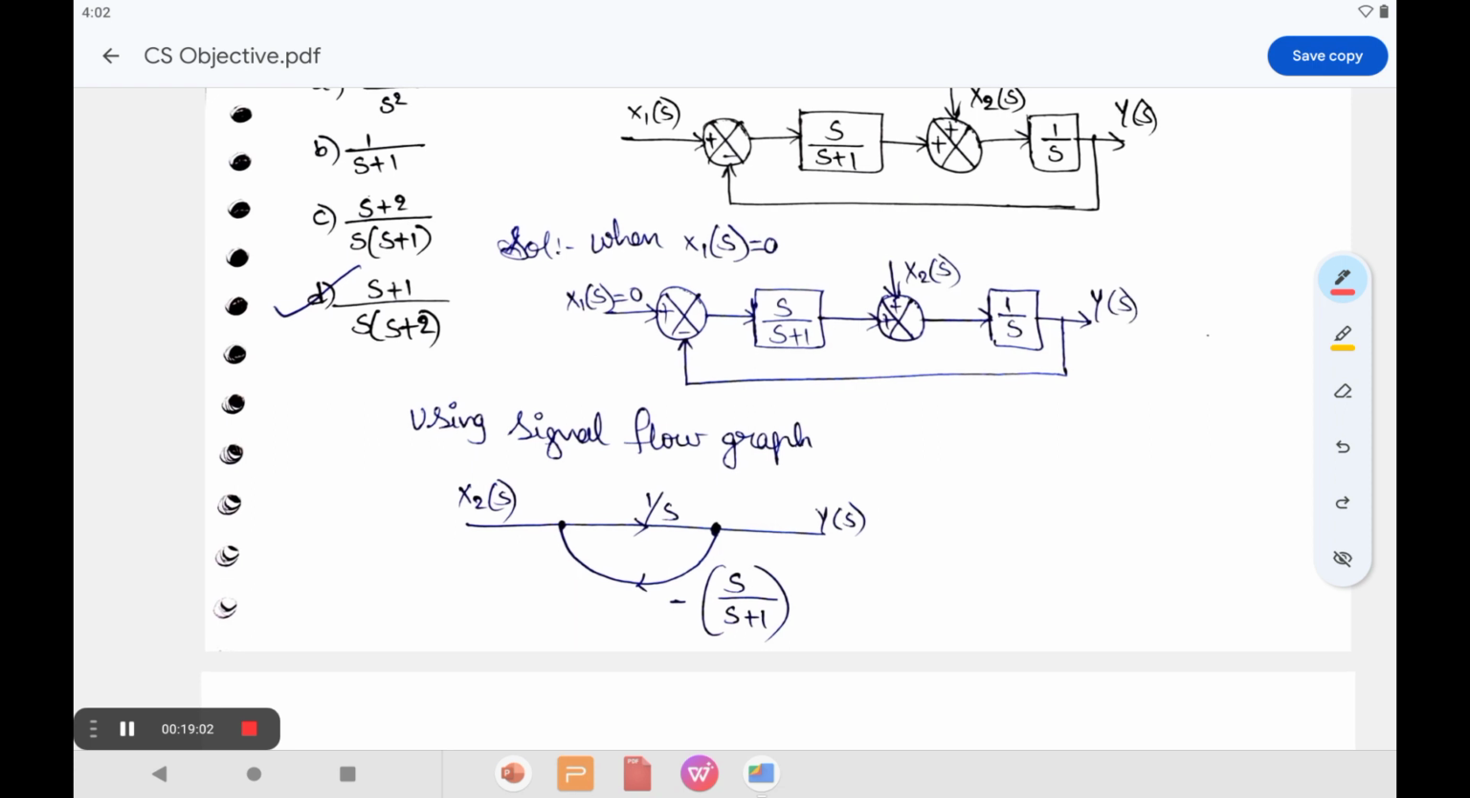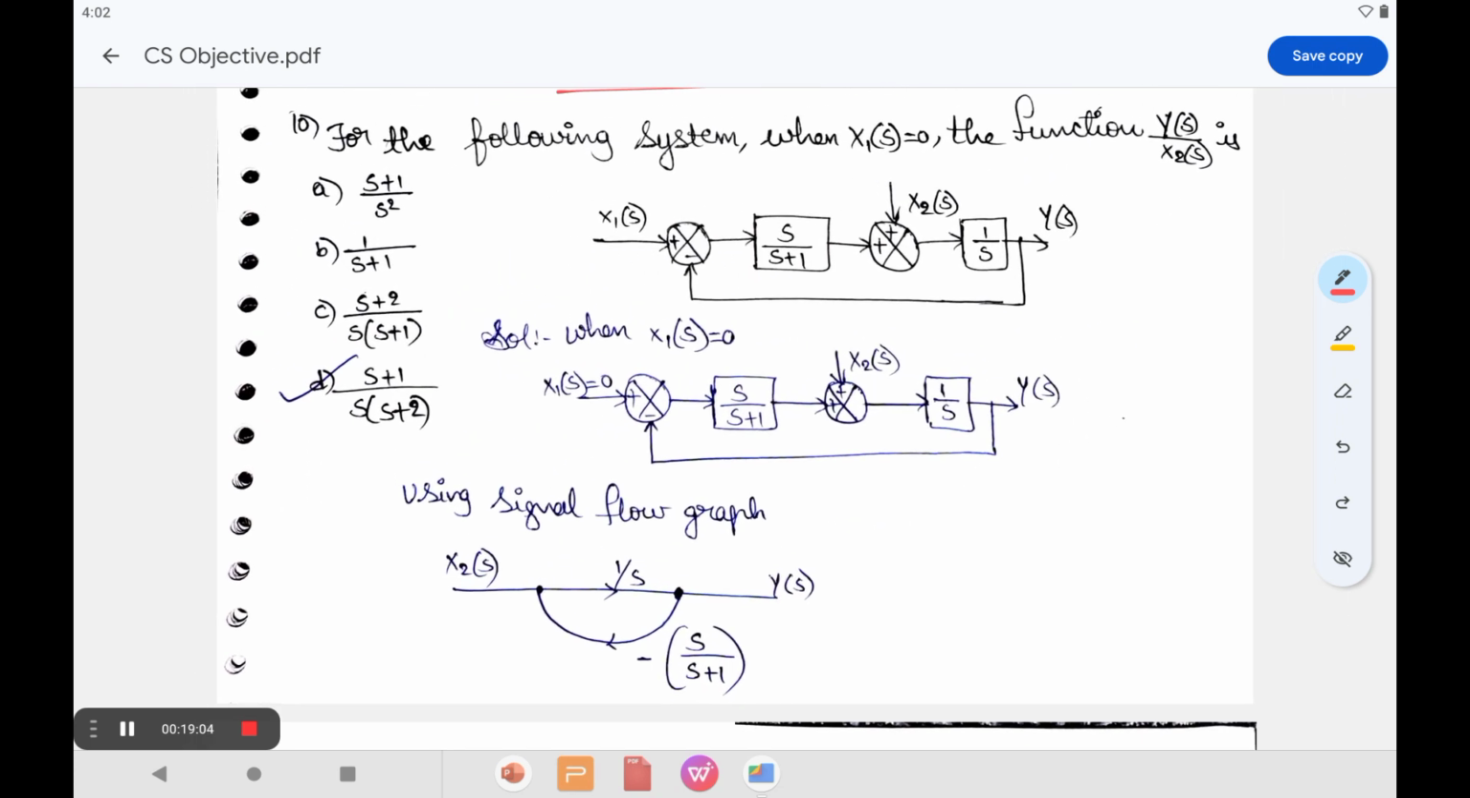At the same time, the 10th question is also as usual. The following system where x1 of s equals 0, the function y of s by x2 of s is equal to 0, they have given. Okay, so x1 of s is equal to 0 is mentioned. So calculate y of s by x2 of s. Therefore it can be treated as a 0 as usual.